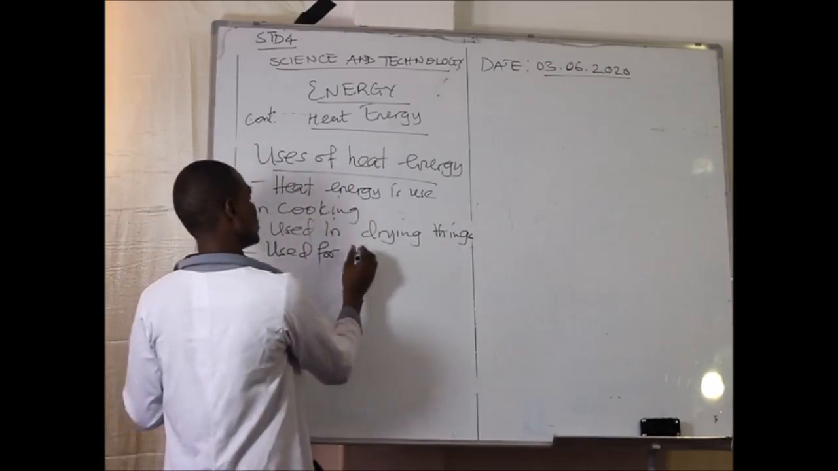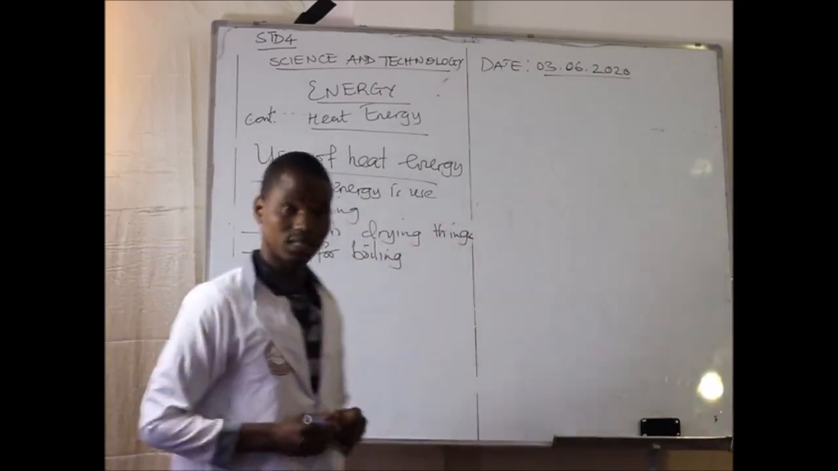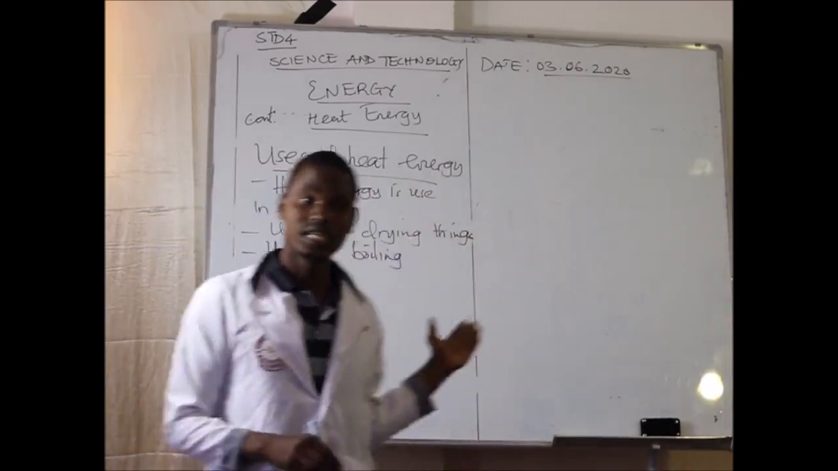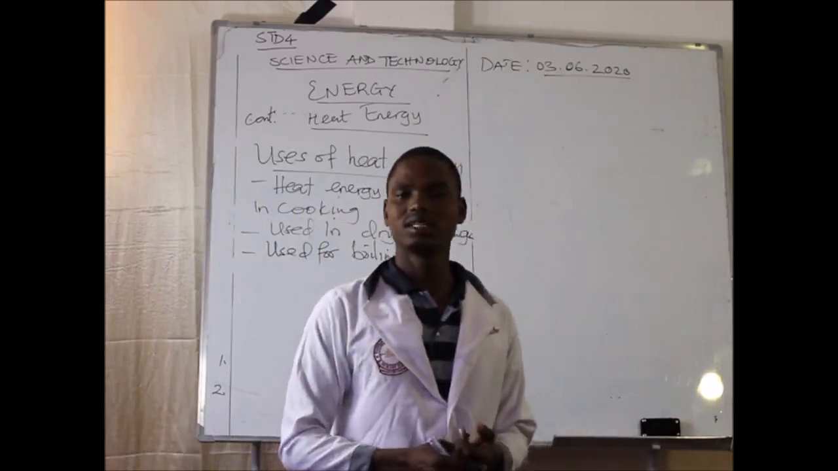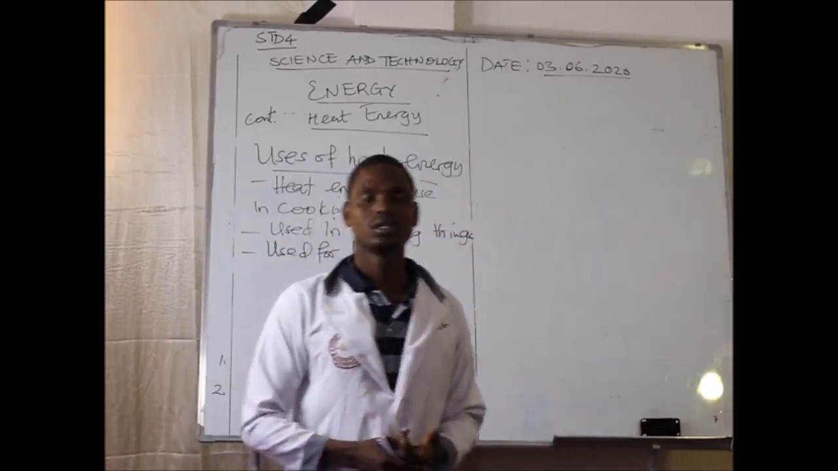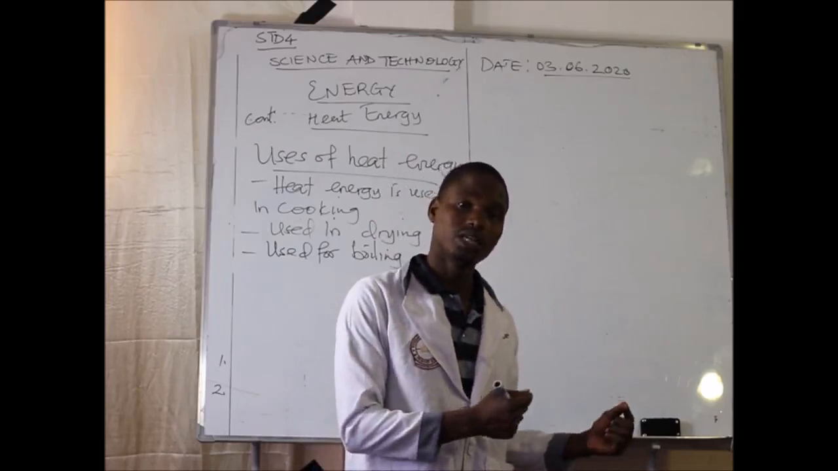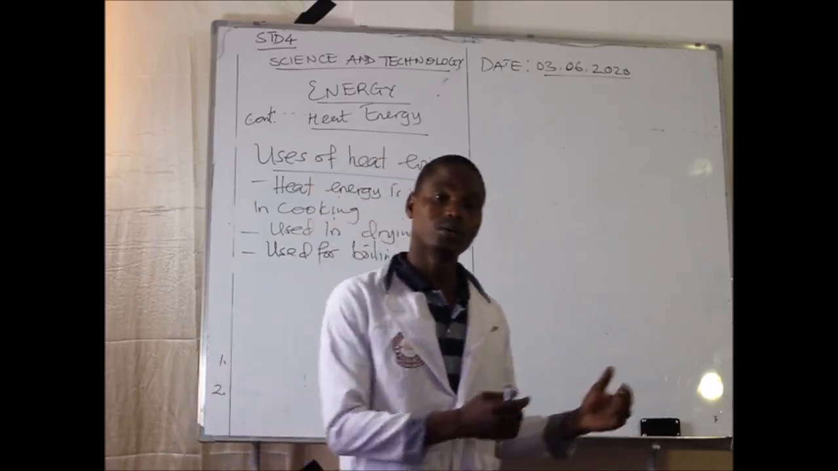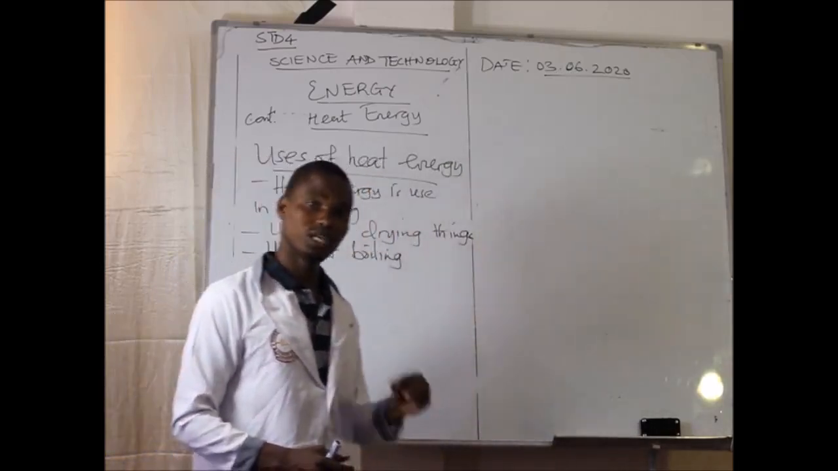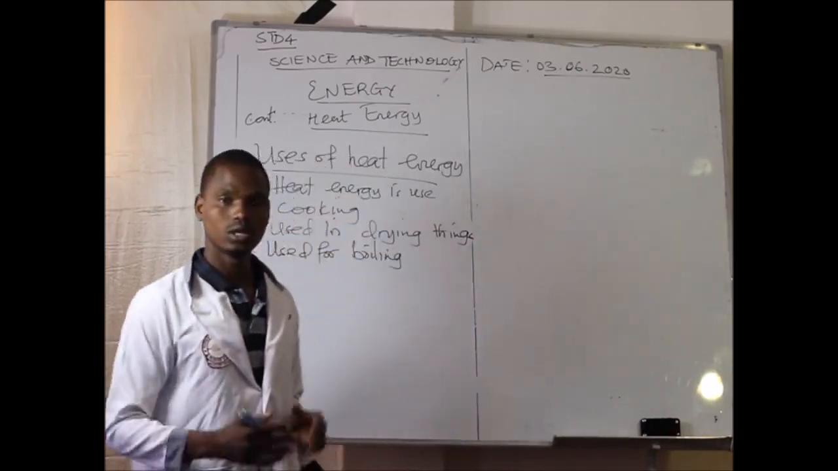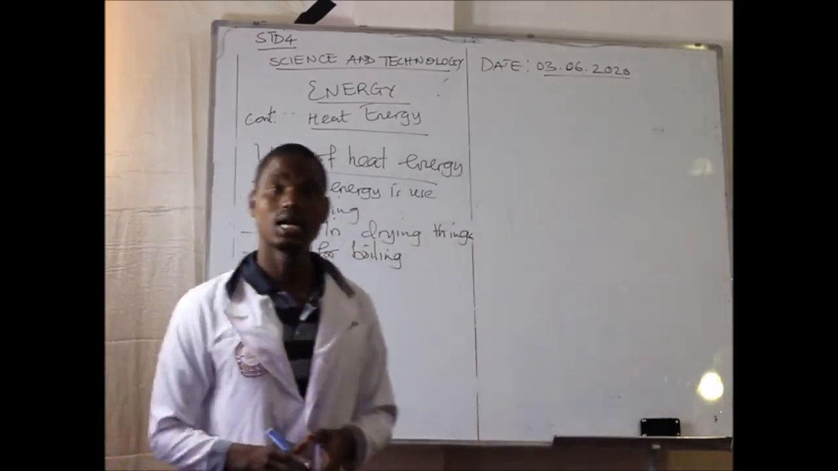Used for boiling. So when you want to boil a substance, you can use heat energy. Other uses are like used to melt down metals. When you want to turn the metals from solid state to liquid state, we do use heat. We subject the metal to a high temperature of heat, then it turns to liquid metal. So those are some of the uses. I'll list these ones because these are the common uses there at our home place.